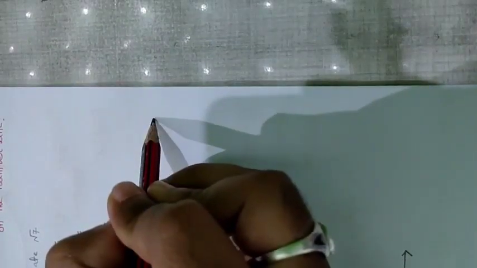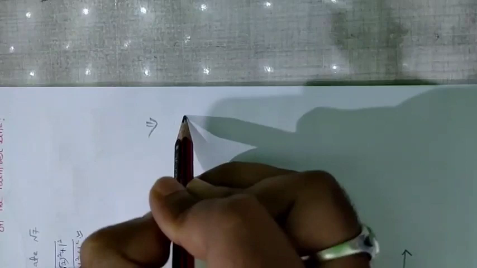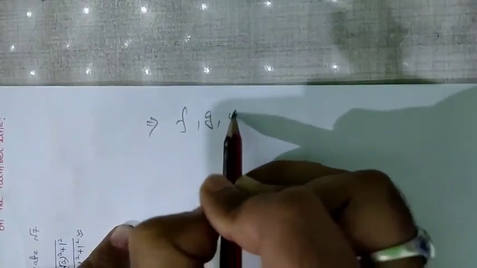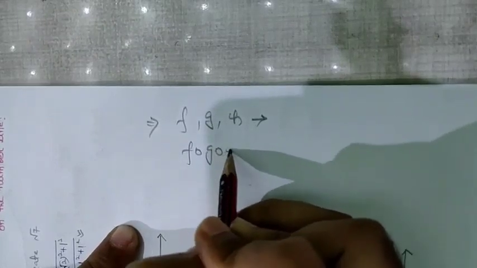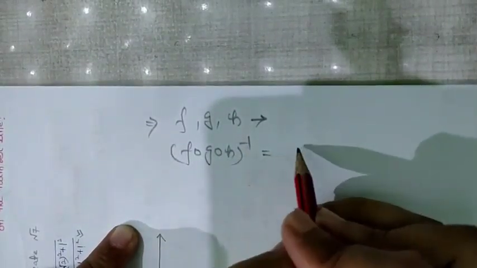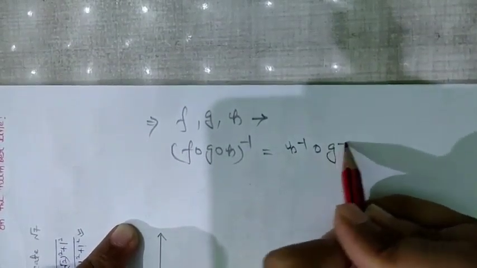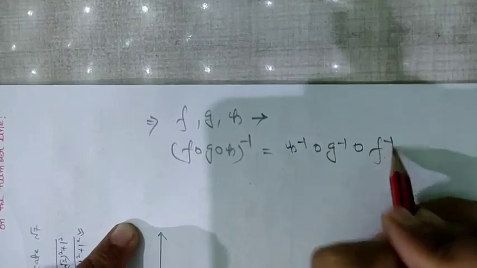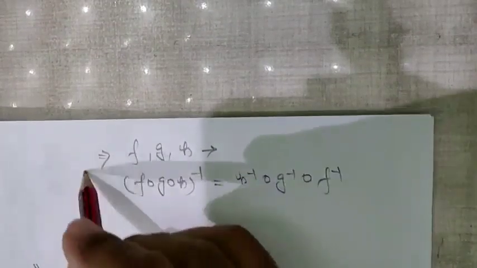By using this property, you can also say if you have three functions, suppose f, g and h, then (f o g o h) inverse is h inverse o g inverse o f inverse. This you can use as a property every time.